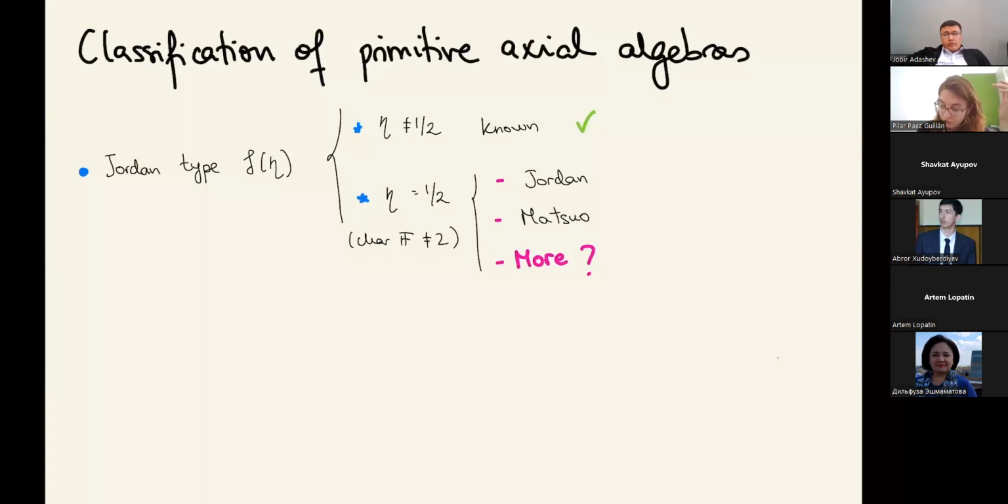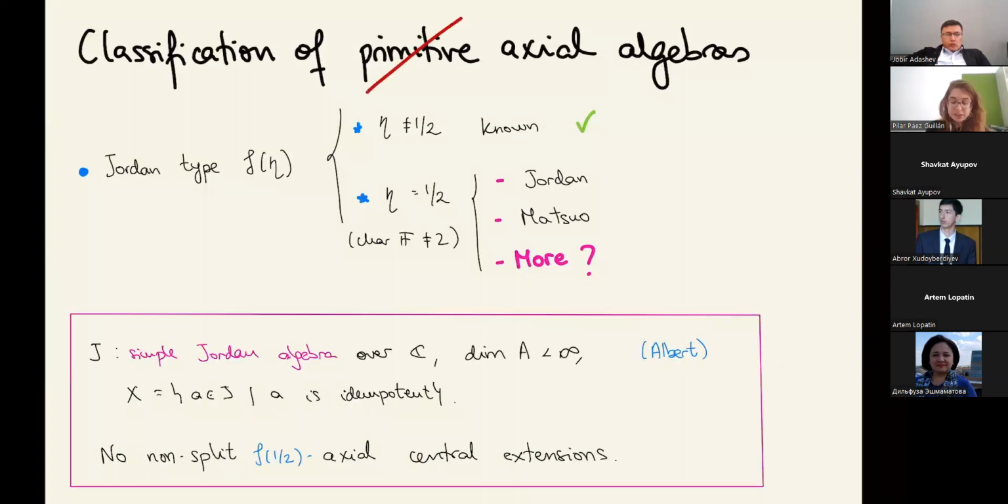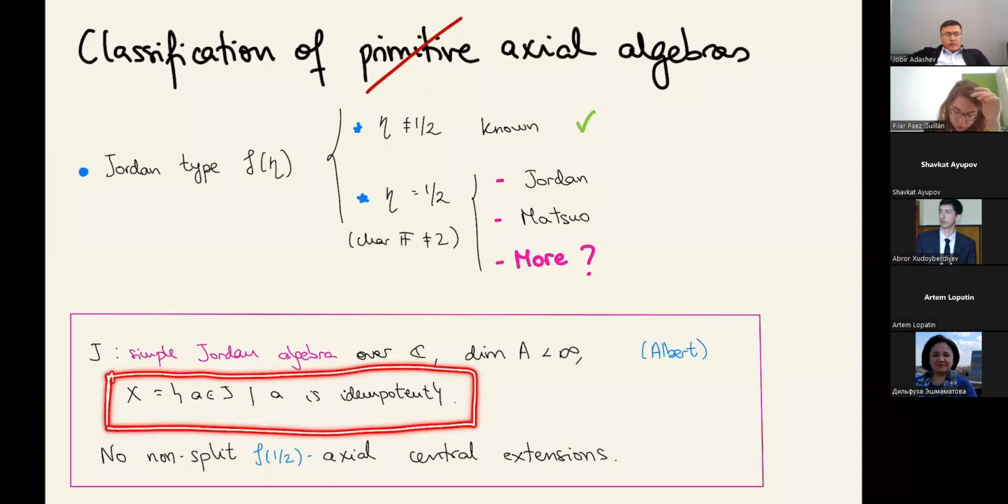What are we going to find? Are we going to find Jordan? Are we going to find Matsuo? Doesn't seem very likely, but can we find something new? Well, so we decided to study first simple Jordan algebras over C, okay, of finite dimension. We took the classification and studied the central extensions with respect to... Of course, I need to fix my set of idempotents with respect to the set of all idempotents.